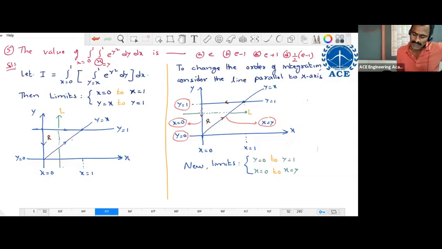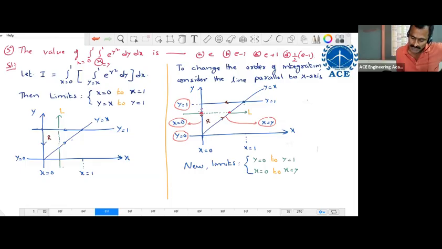Or the other way, this line is drawn parallel to x-axis at this point, and this line is varying from this point to this point. But y is fixed here. It is the line y equal to 0. It is the line y equal to 1. It is the line at y equal to something here. So here y is fixed.